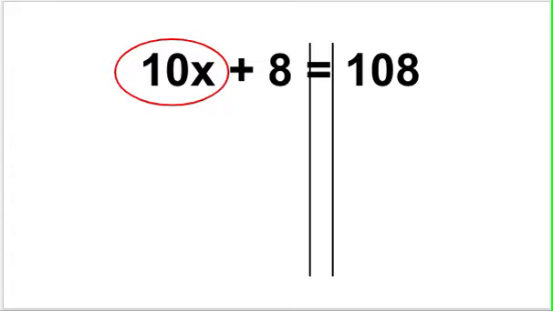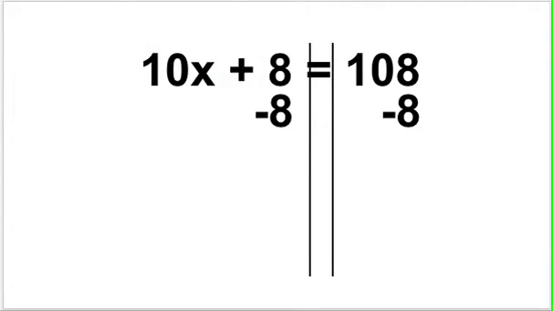Plus 8 equals 108. Now, I need to solve this, but we actually have a couple things going on. So what I like to do first is get rid of the things that do not have a variable. Right now, plus 8 is without the variable. X is with 10 here. So we have to get rid of all of that and get X all by itself. That's the goal. So let's start with this plus 8.